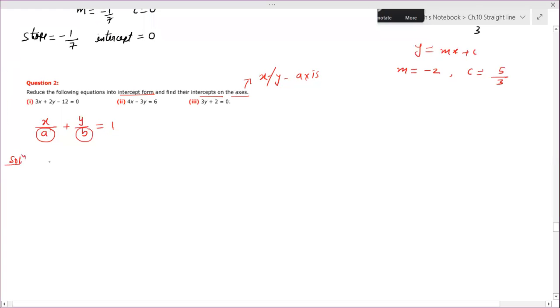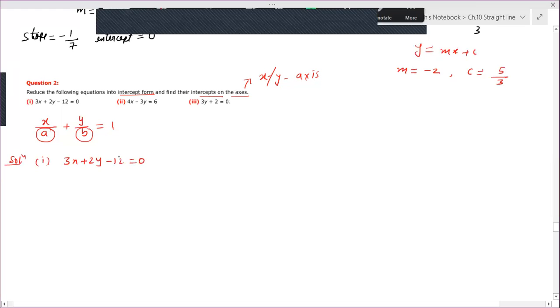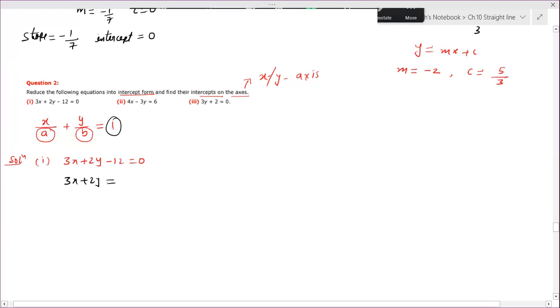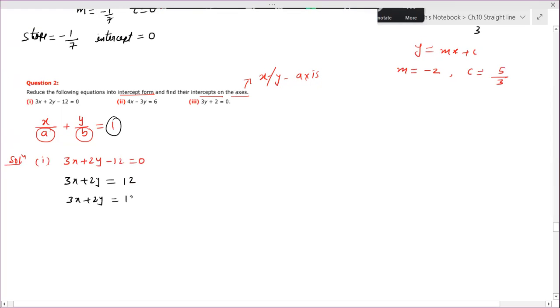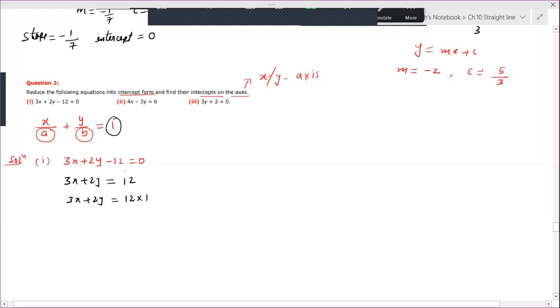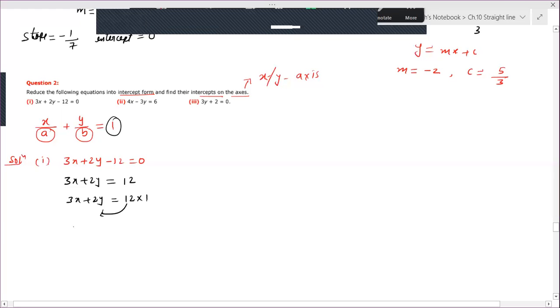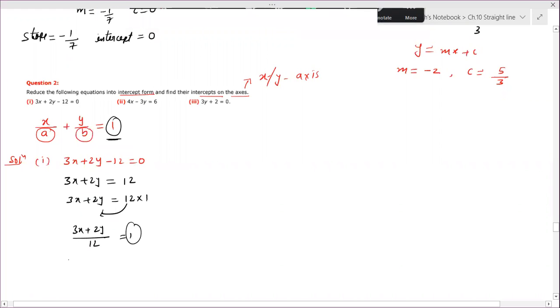Now the first question we have is 3x plus 2y minus 12 equals 0. At the place of c we need only 1. So we can write here 3x plus 2y equals 12. Now divide by this 12, because we need 1 here. So now we are getting 1 here. So it's 3x by 12 and this side 2y by 12 equals 1.